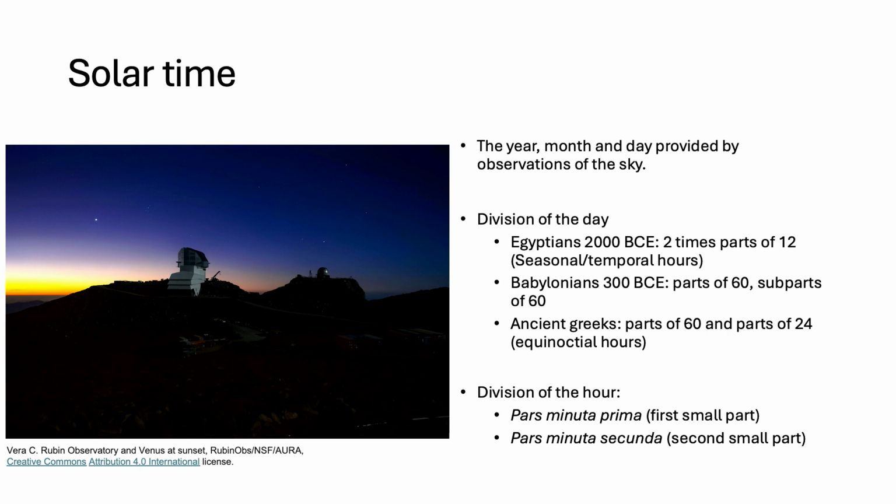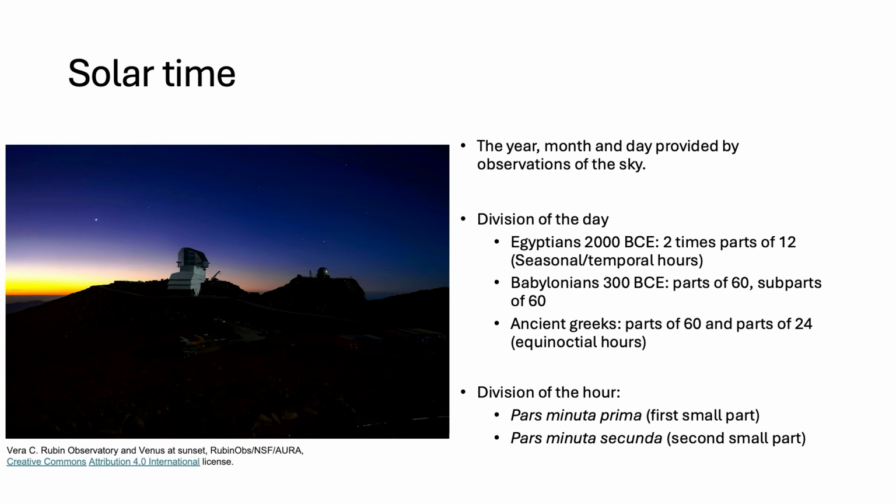So the Egyptians already 4,000 years ago divided the day into 2 parts of 12. And they did it not in equal pieces, but they divided the day into 12 pieces, meaning that changing seasons meant that the parts had different lengths. The Babylonians did basically the same thing, but they divided into pieces of 60 based on their numbering systems.